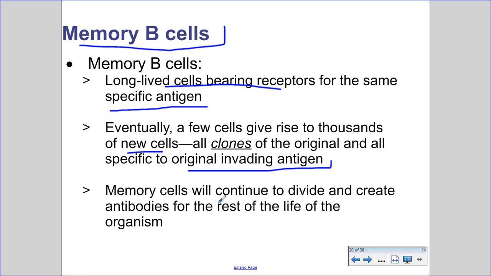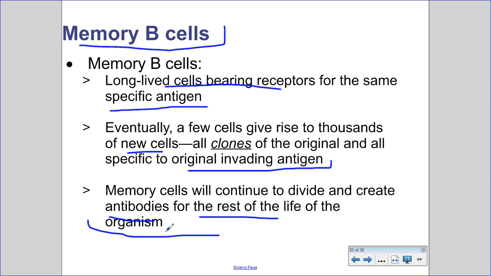Memory cells will continue to divide at a low level and will continue to create antibodies for the rest of the life of that organism. By continuing to secrete those antibodies, should that pathogen show up again, the body has the secondary response, or that third line of defense, ready to go again to quickly clear out that pathogen.